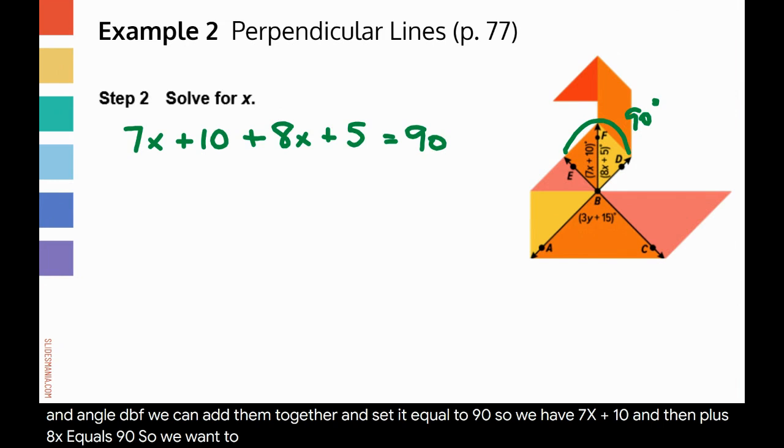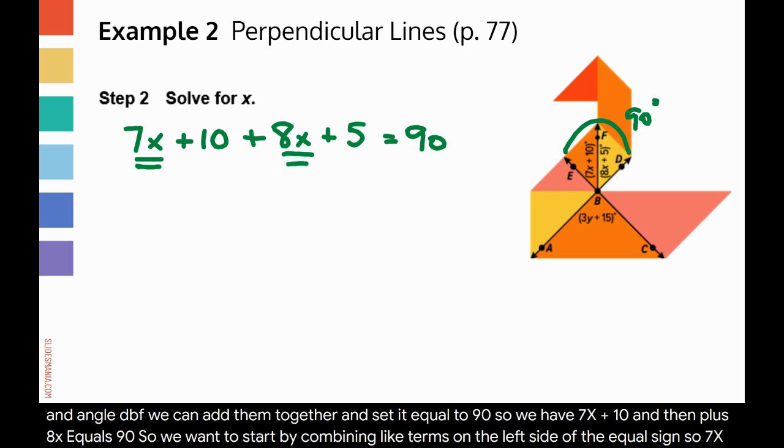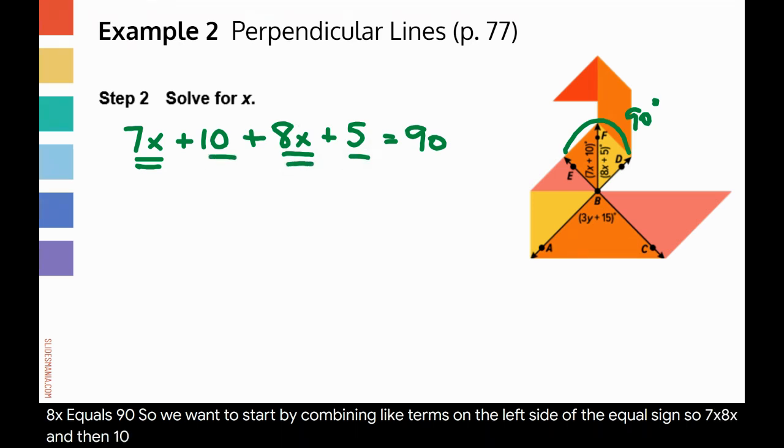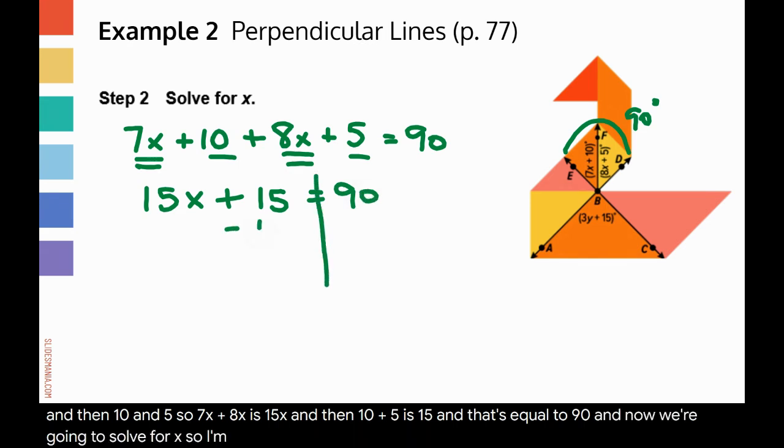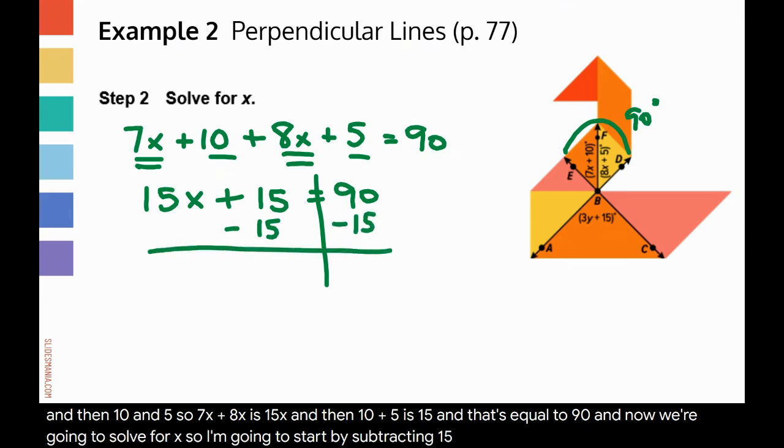Okay, so we want to start by combining like terms on the left side of the equal sign. So 7x, 8x, and then 10 and 5. So 7x plus 8x is 15x. And then 10 plus 5 is 15. And that's equal to 90. And now we're going to solve for x. So I'm going to start by subtracting 15. 15x comes down. 15 minus 15 is 0. 90 minus 15 is 75.